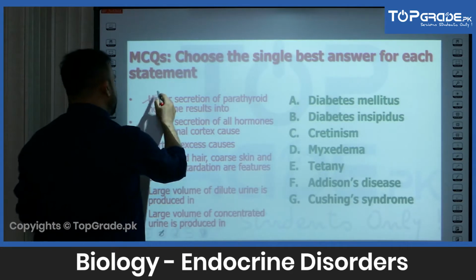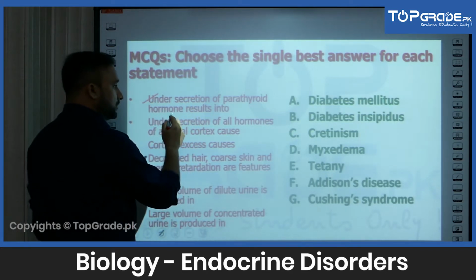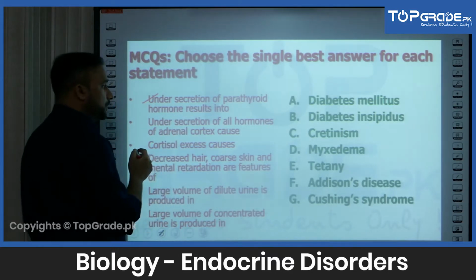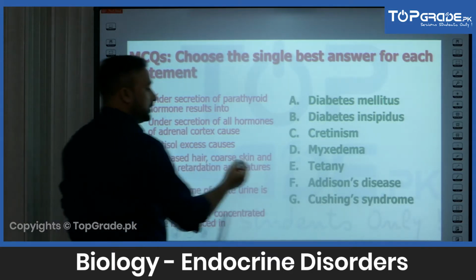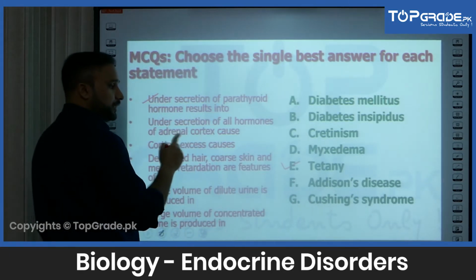And first statement we are having is under secretion of parathyroid hormone results in... And the best response to this question is tetany. Right? Under secretion of parathyroid hormone it would result into tetany.